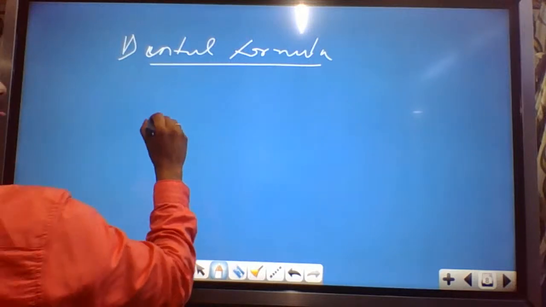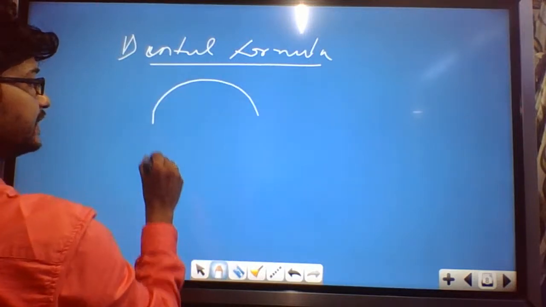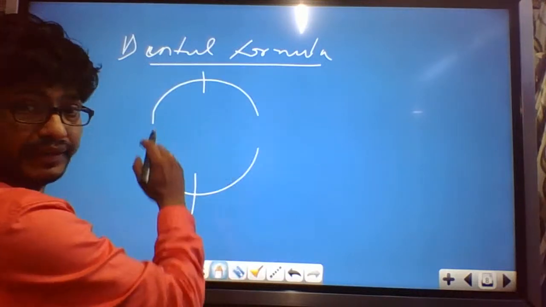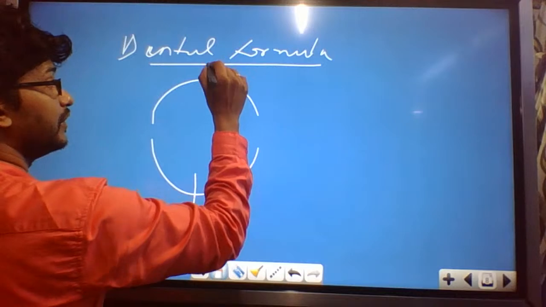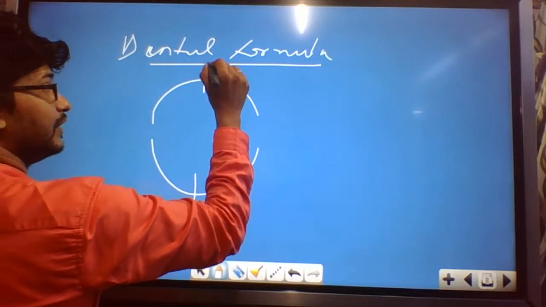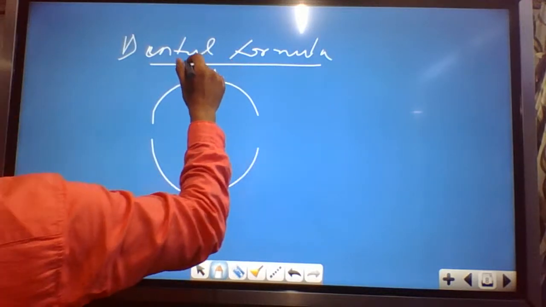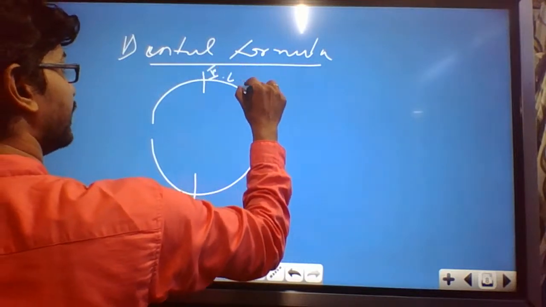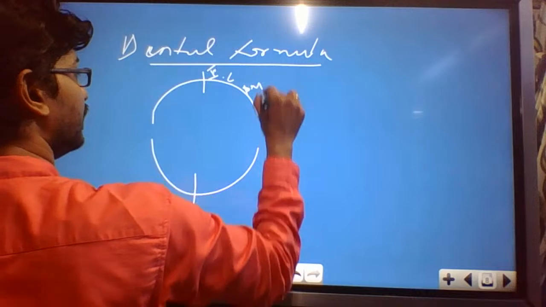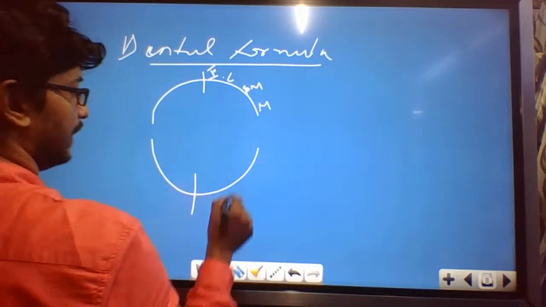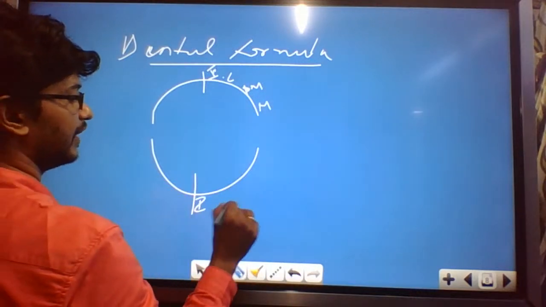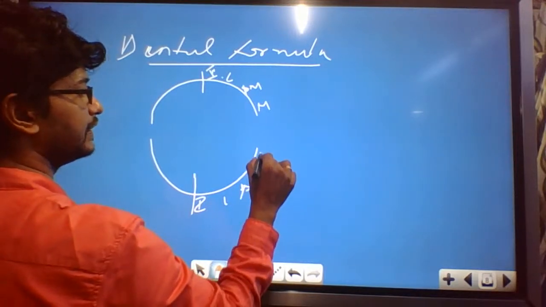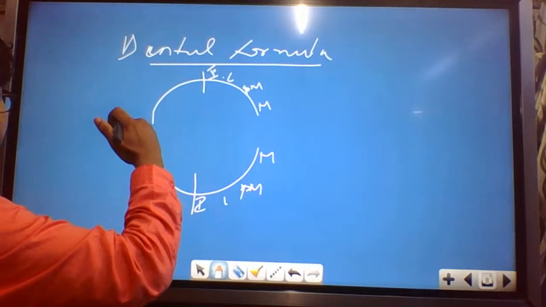For example, when you take the dental formula, this is the upper jaw, this is your lower jaw. Here we have incisors, here canine, here premolar, here premolar. Similarly here we have incisors, canine, premolar, this is premolar and this is molar. Similarly you have to take the other side, okay?